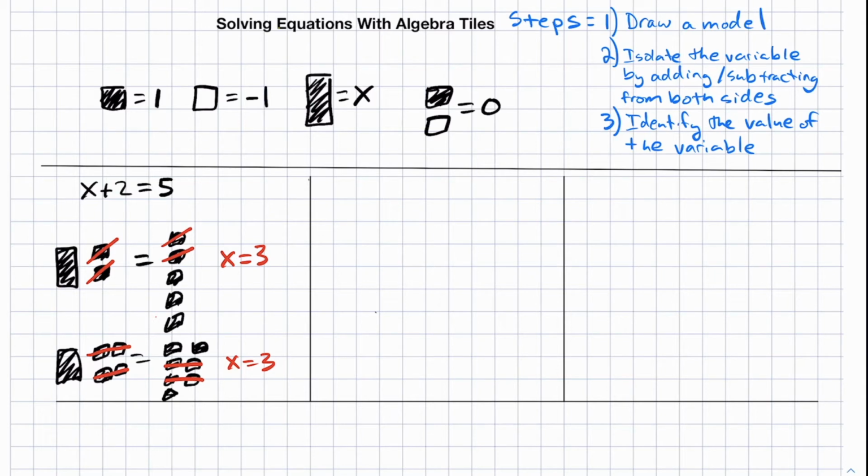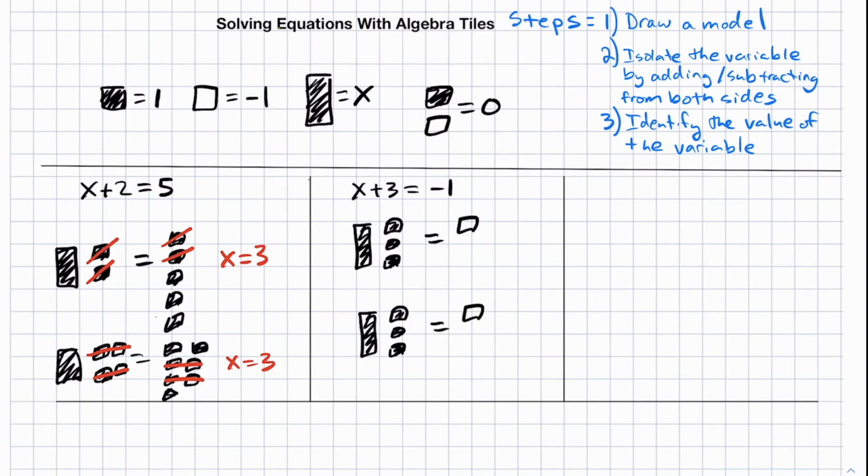So let's say I had x plus 3 equals -1. I'm going to draw it right here with my rectangle. I'm going to draw 3 positives, put my equal sign, and draw 1 negative. I'm going to copy this real quick. All right, so we can show 2 ways to do this.